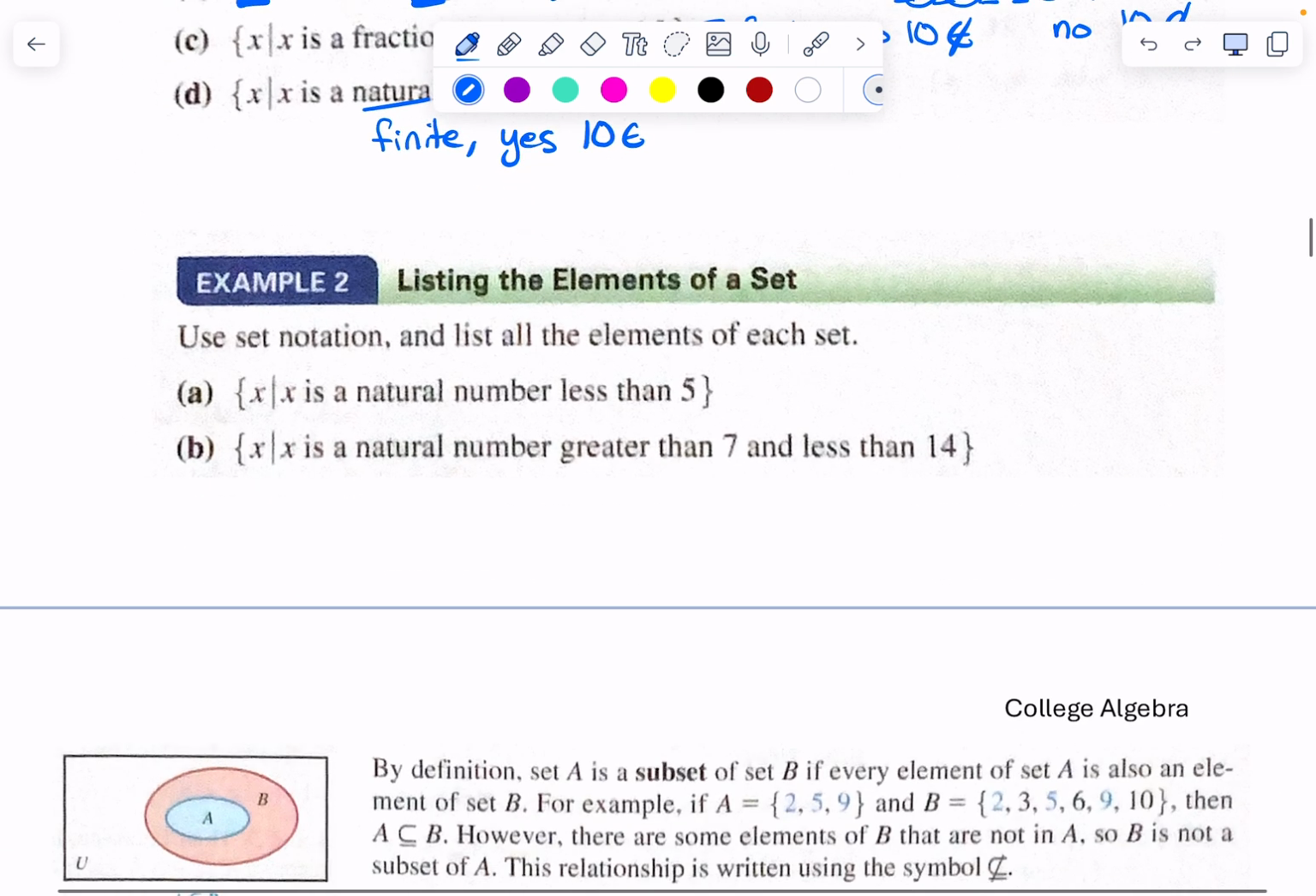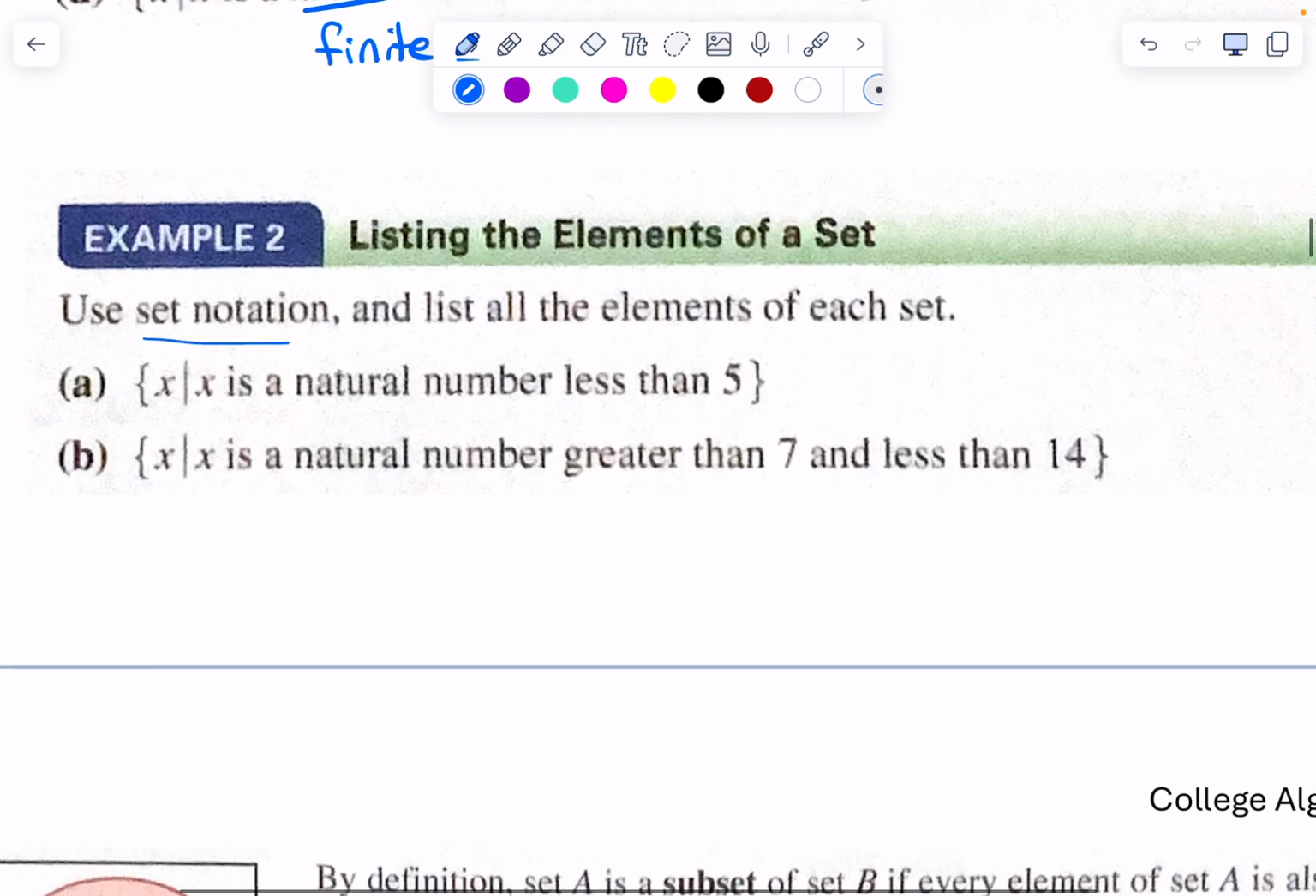Okay, very good. All right, next. Use set notation and list all the elements of each set. Use roster notation. They called it set notation for some reason. I don't know why, because that's just this book. Roster notation.